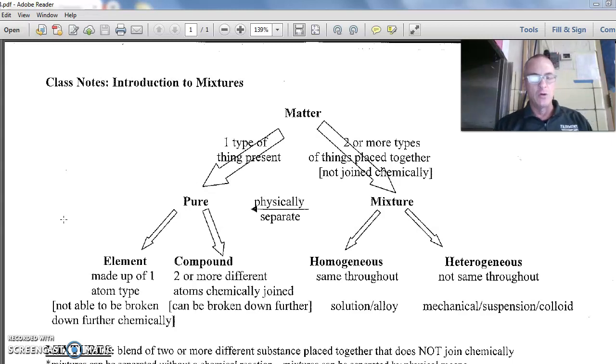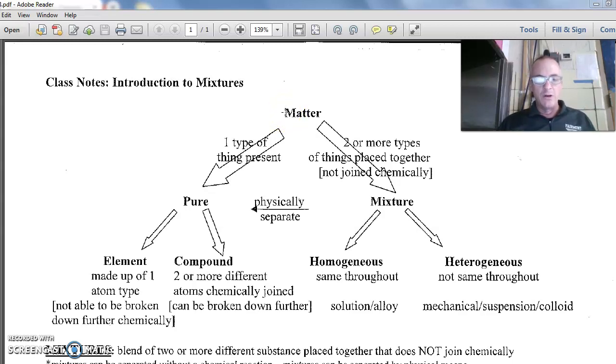Today we begin our notes on Unit 2. Unit 2 is a continuation of Unit 1. In Unit 2, we will once again look at matter and the classification of matter. We know that matter is anything that has mass and a volume to it. In other words, it is anything that is actually there.